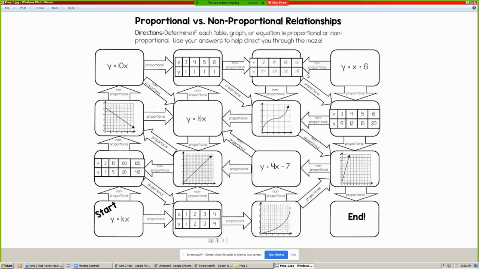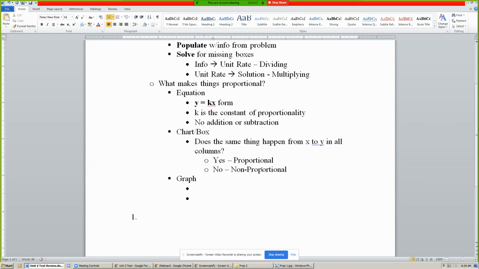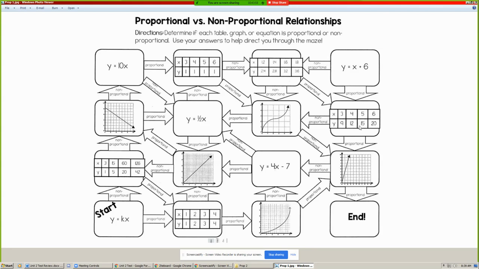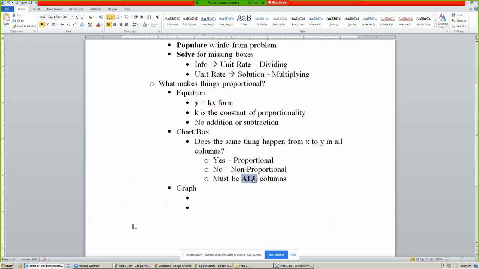We see that in some of our examples here. Looking at this one right here, from x to y, I'm multiplying by 2. Do I multiply by 2 in all of the columns? Yes, I do, so it is proportional. In this one, I'm multiplying by 3 in all but the end column. The end one does not make sense, so it makes it non-proportional. So remember, no is non-proportional, and it must be all columns. I'm going to bold that because that's important. A lot of people will just do 3, 3, okay, looks good. You've got to go through all the columns.